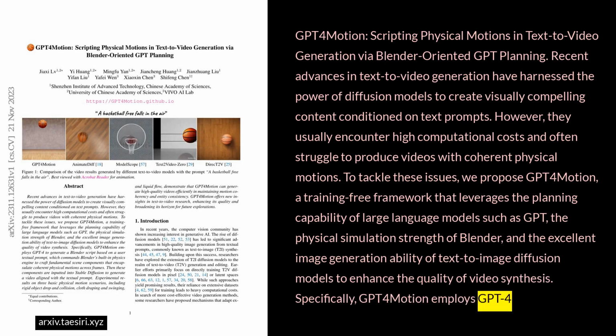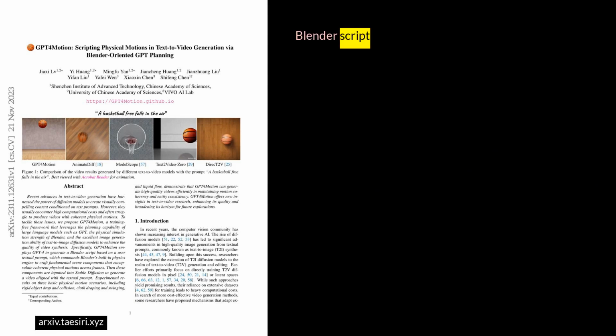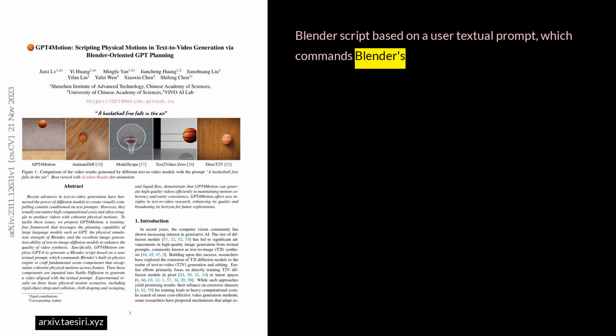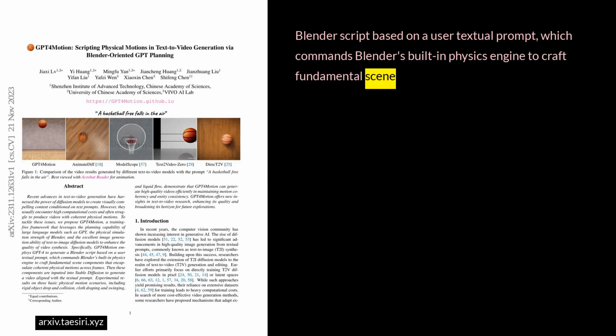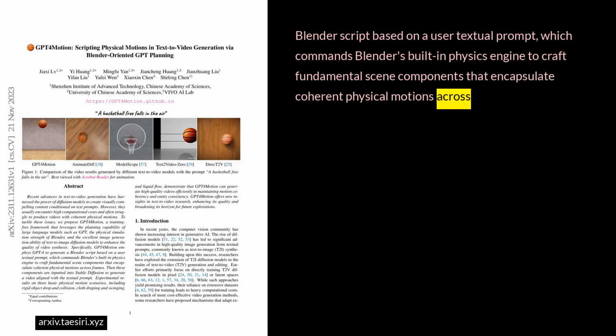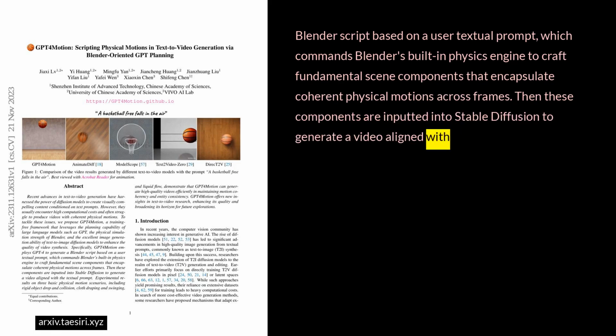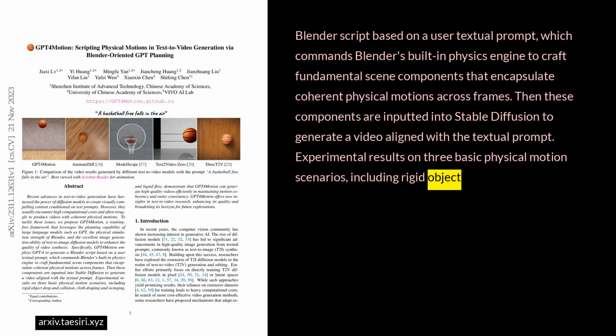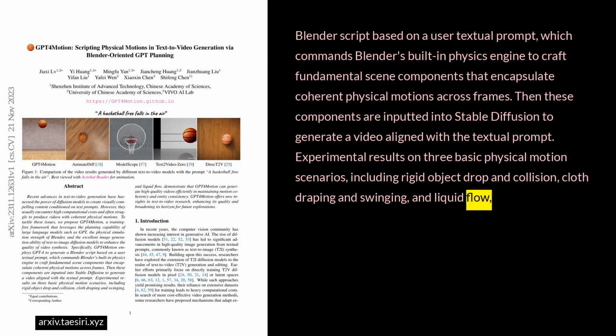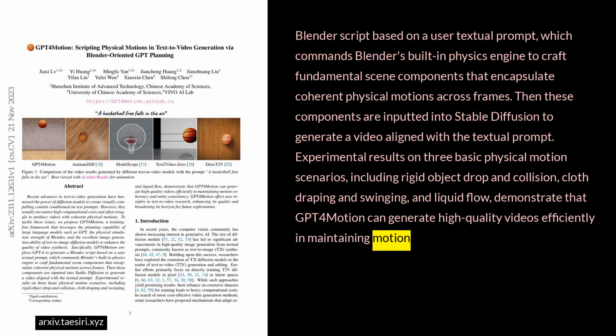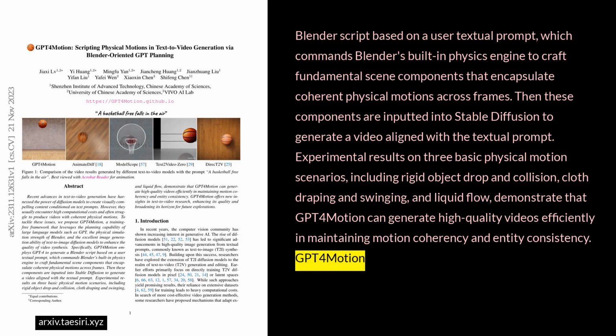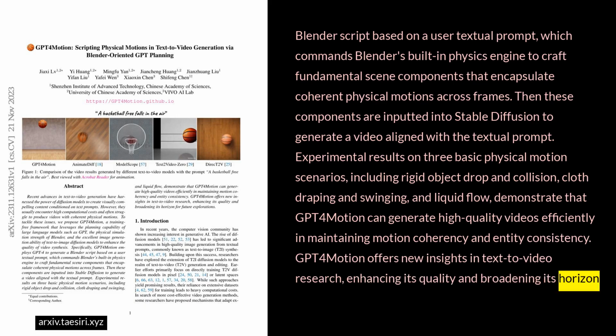Specifically, GPT-4 Motion employs GPT-4 to generate a Blender script based on a user textual prompt, which commands Blender's built-in physics engine to craft fundamental scene components that encapsulate coherent physical motions across frames. Then these components are inputted into Stable Diffusion to generate a video aligned with the textual prompt. Experimental results on 3 basic physical motion scenarios, including rigid object drop and collision, cloth draping and swinging, and liquid flow, demonstrate that GPT-4 Motion can generate high-quality videos efficiently in maintaining motion coherency and entity consistency. GPT-4 Motion offers new insights in text-to-video research, enhancing its quality and broadening its horizon for future explorations.